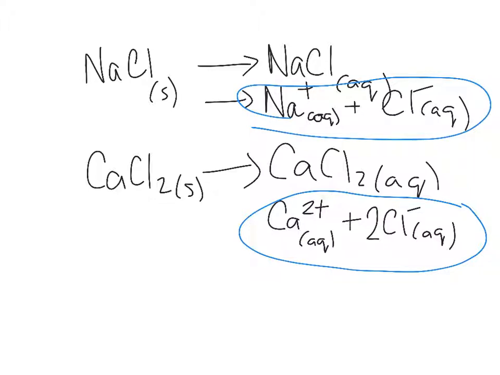So, this is sodium chloride. This is my chloride, this is my sodium. So if I have two formula units of them, how many sodium ions will I have? 2. And I will have 2 chloride ions. Okay?